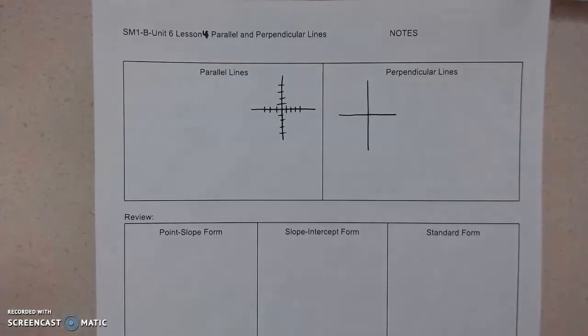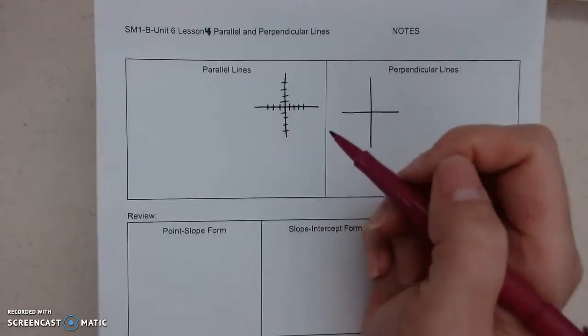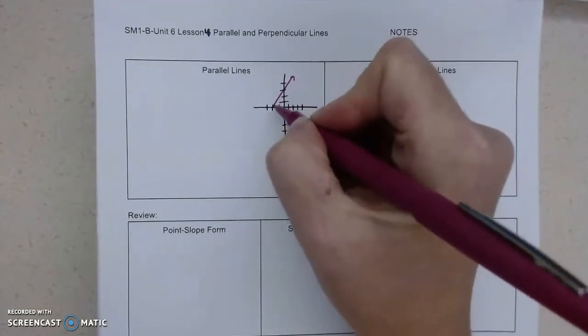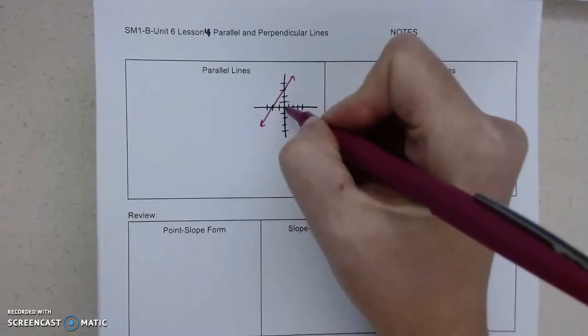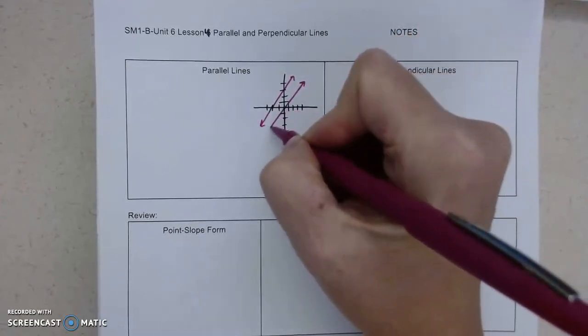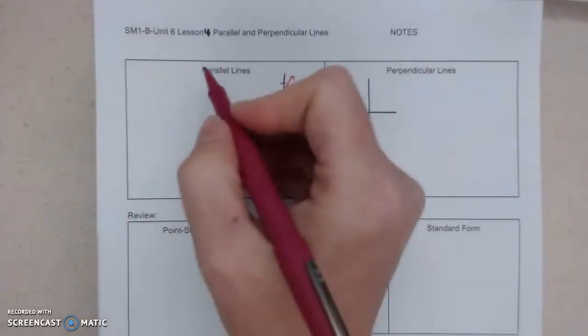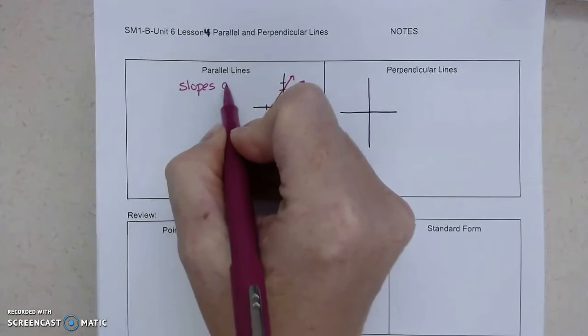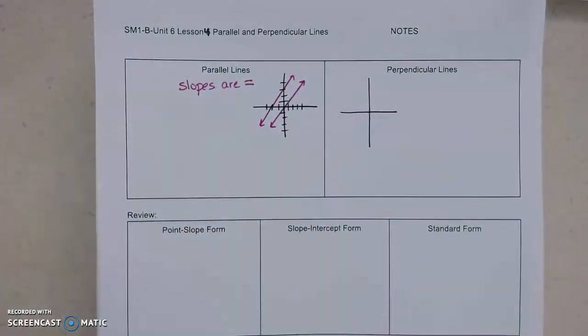Okay, we're on the last section of Unit 6, which talks about parallel and perpendicular lines. So, parallel lines are lines that never intersect, and so what we know about them is that their slopes are the same. They're equal values.